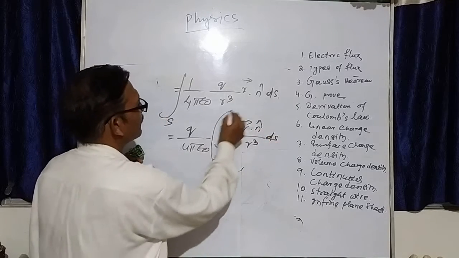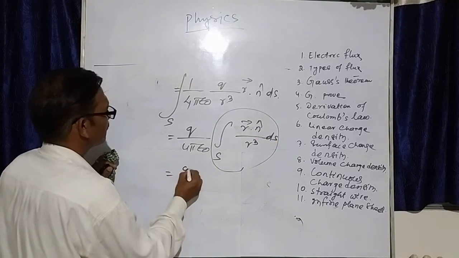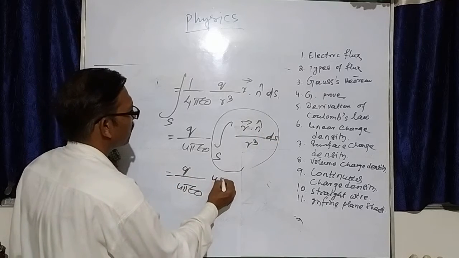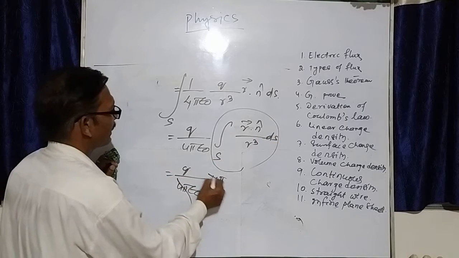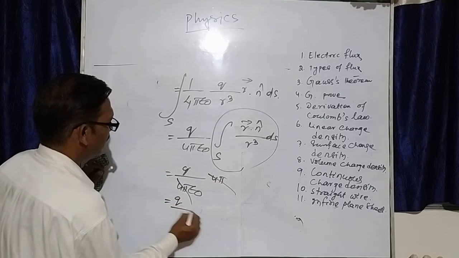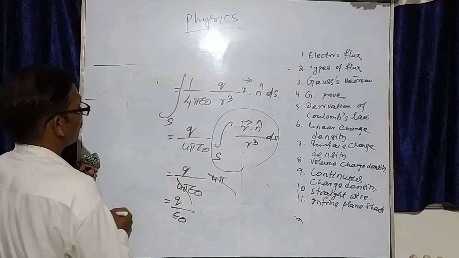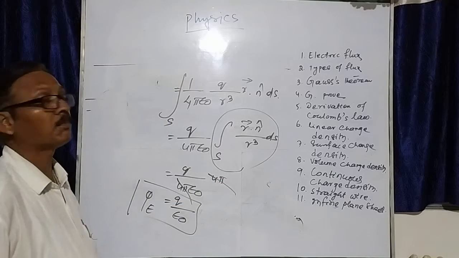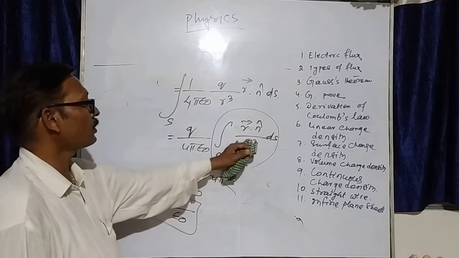This is called your solid angle. So you write q by 4 pi epsilon 0 times the solid angle, which is 4 pi, cancel, and this is equal to q by epsilon 0. This is equal to the total flux linked with the surface. This proves the Gauss theorem.